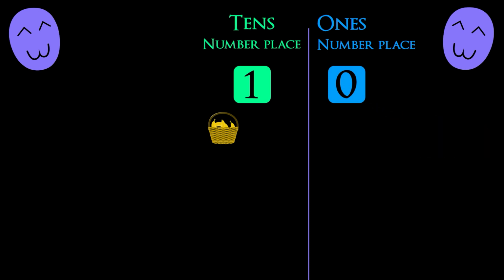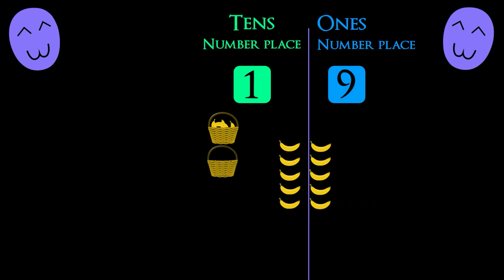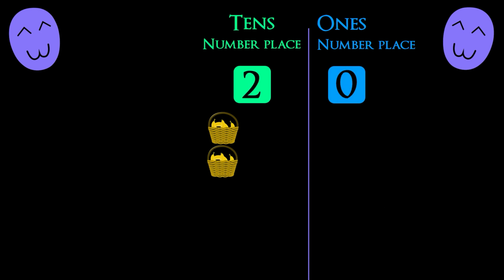We can now count to higher amounts of bananas by following the same procedure. When we keep adding individual bananas, we continue counting. 11, 12, 13, 14, 15, 16, 17, 18, and 19. When we reach 19, we have once again reached the maximum amount of bananas we can add in the ones number place. By adding one more banana, we then form the second group of 10. Now that we have two groups of 10, we write the number 2 in the tens number place. This then represents the number 20.